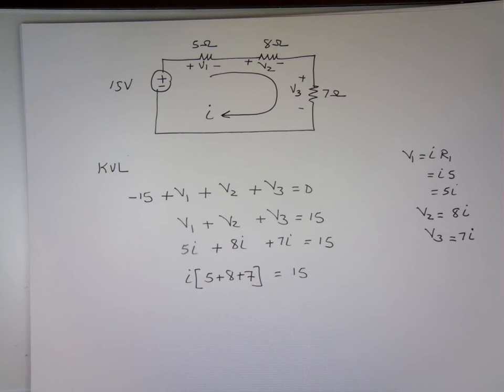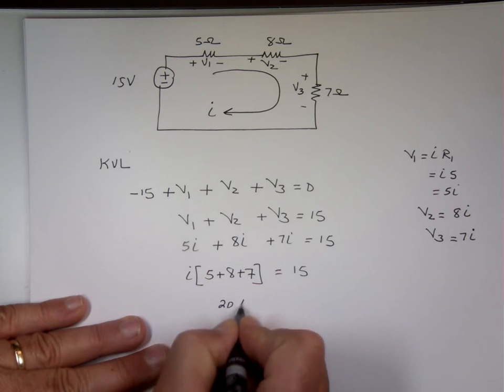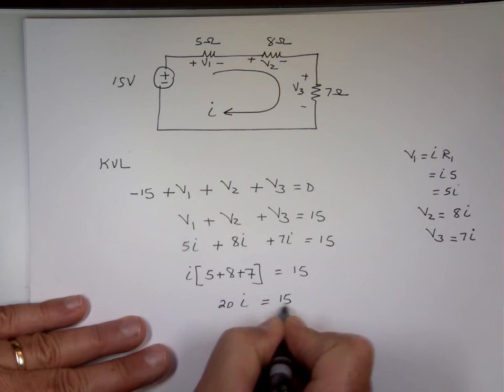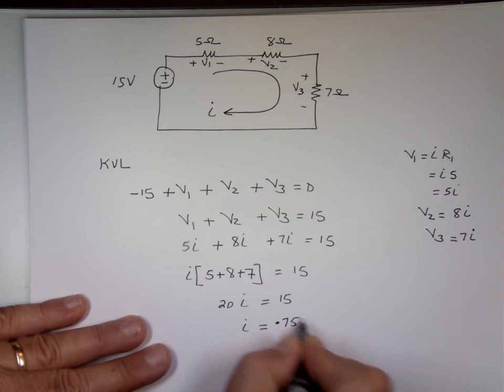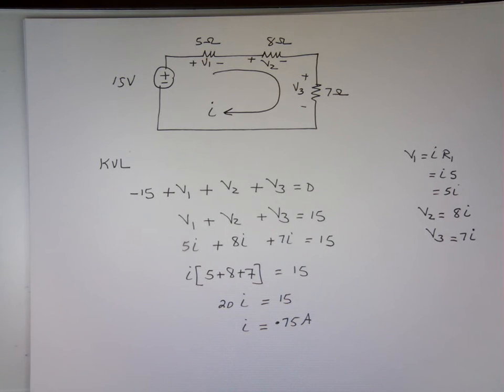So 20I equals 15. What's I equal to? Is it 0.75 amp? So that's why you can add them when they're connected in series, because of that logic.